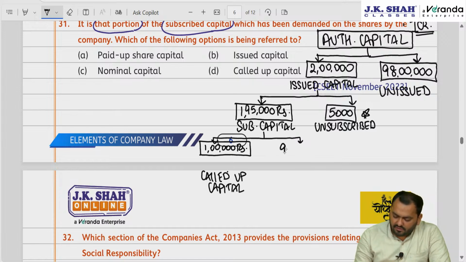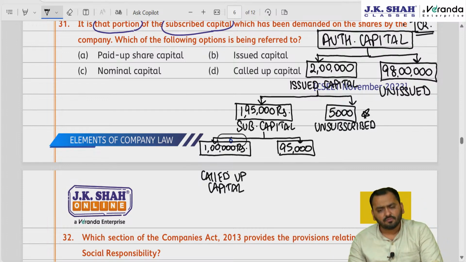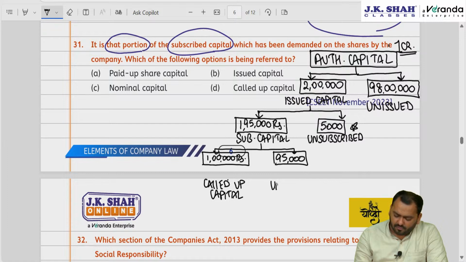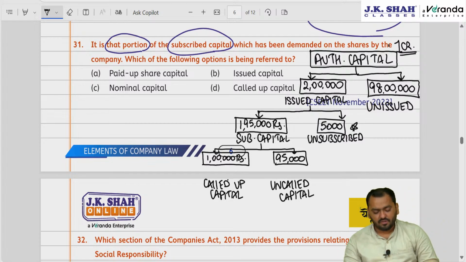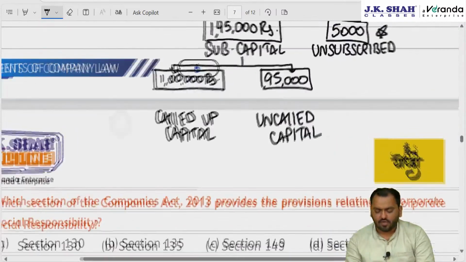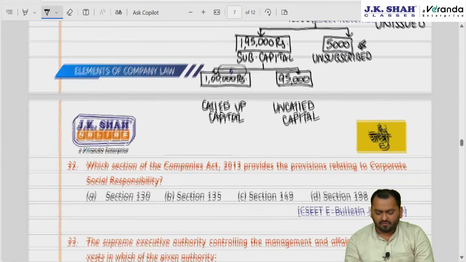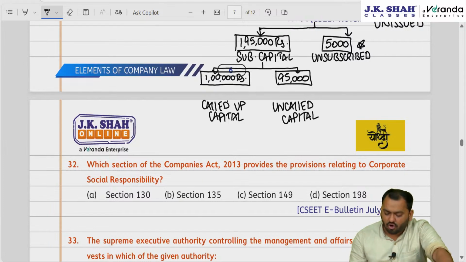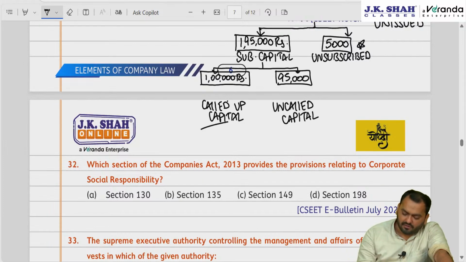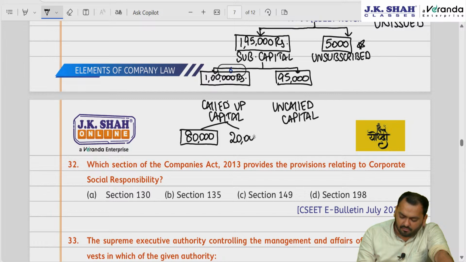The remaining 95,000 you have not yet called. So therefore they have not yet given you the money. So this 95,000 rupees will be called uncalled capital. Okay. So now this 1 lakh rupees is called up capital. You are asking for this money, kindly pay this amount. Out of 1 lakh rupees that you have called, 80,000 rupees was paid by the members and 20,000 rupees was unpaid.